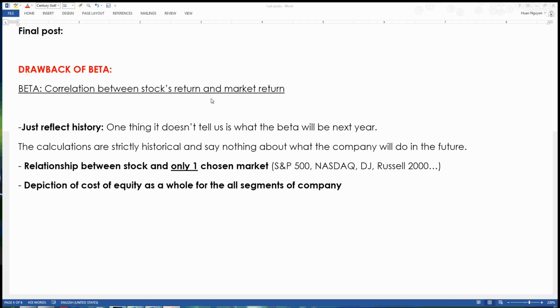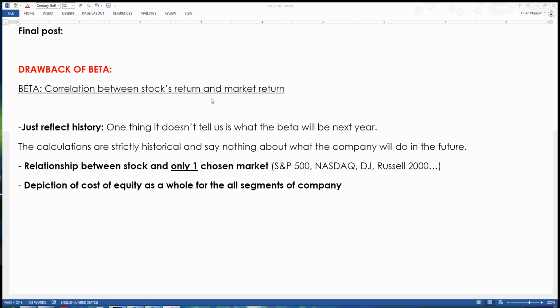As my final substantive part, I will talk about the drawback of beta and my personal recommendation for a solution to that drawback. Okay, so the drawback of beta, I want to quickly review beta. Beta is useful for us to calculate the cost of equity.